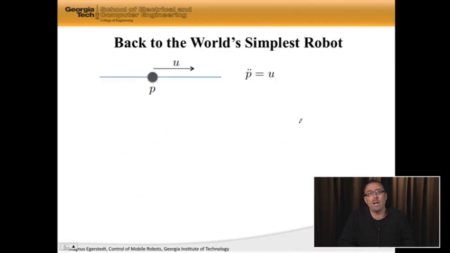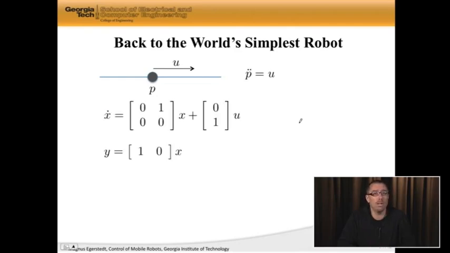And we're going to start by returning to our old friend, the world's simplest robot, which is just a point on a line that we can control the acceleration of. And as you hopefully recall, we can write this in state space form as x dot is this A matrix, 0, 1, 0, 0, x, plus a B matrix that's 0, 1, and then the output is 1, 0, x. This means that the output is the position of the point mass, and x1, the first component of x, is the position, the second component of x is the velocity, and then u immediately gives us the acceleration.